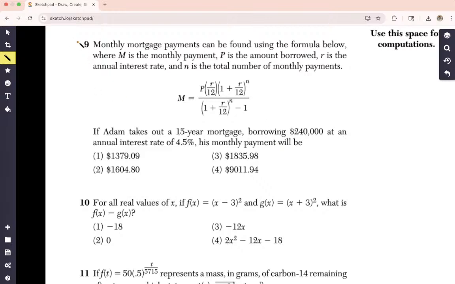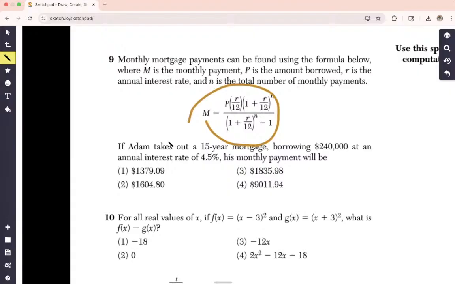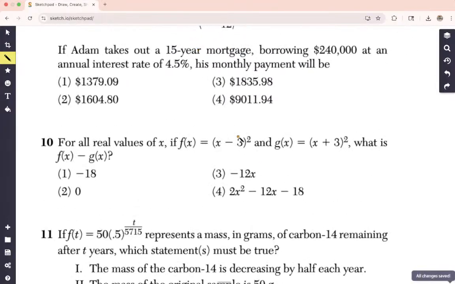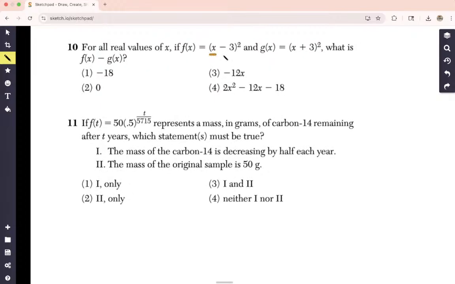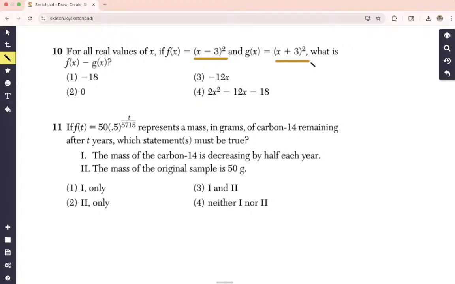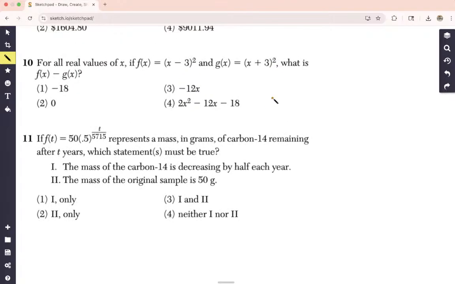I'm sorry guys, I'm kind of on a crunch for time. This one you just literally plug into the formula, and I don't have my calculator with me, so I'm just going to skip that one. Next: for all real values of x, you have x minus 2. What is the value of f of x minus g of x?